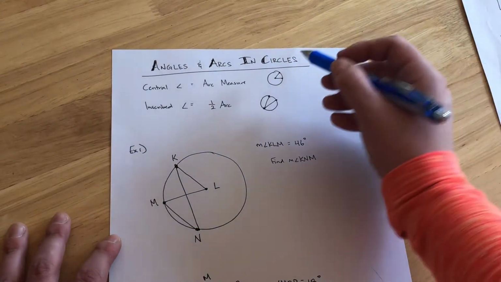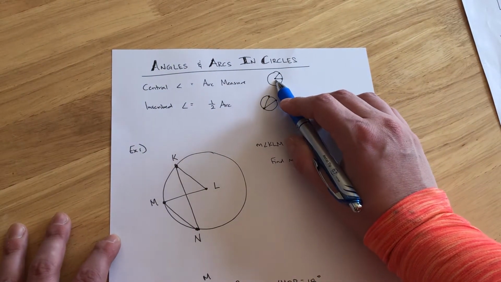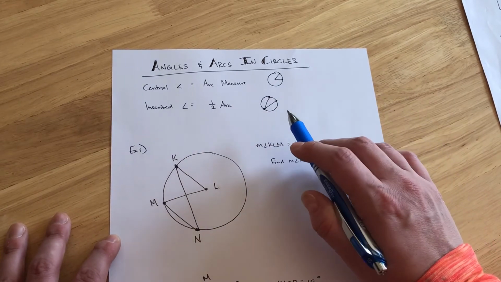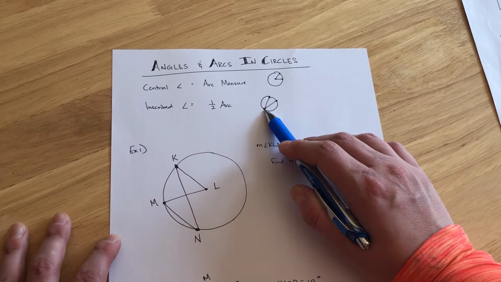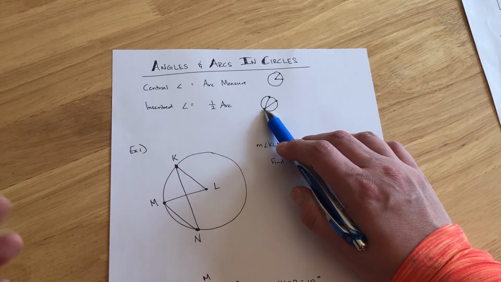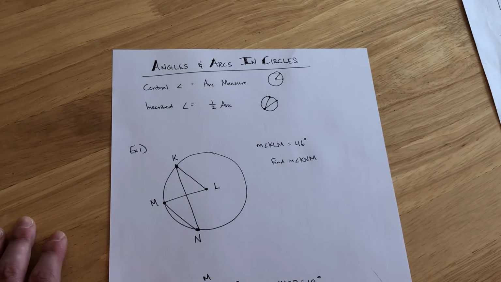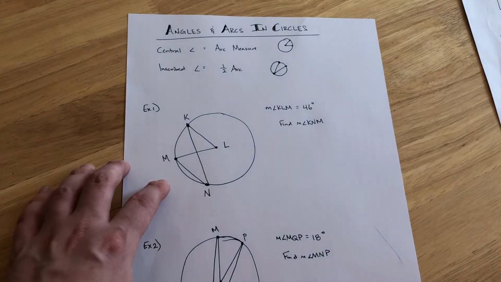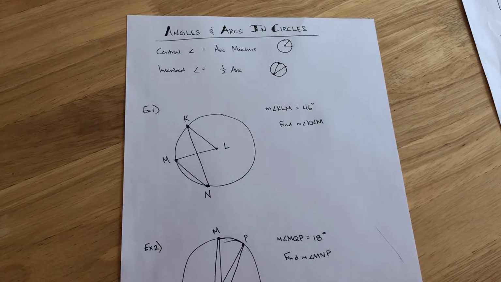And so keeping in mind that a central angle has a vertex at the center of the circle, while an inscribed angle has the vertex on the circle. It's written in it or on it, and that's what inscribed is all about. So here in example 1, let's see what you might come across on Delta Math today.